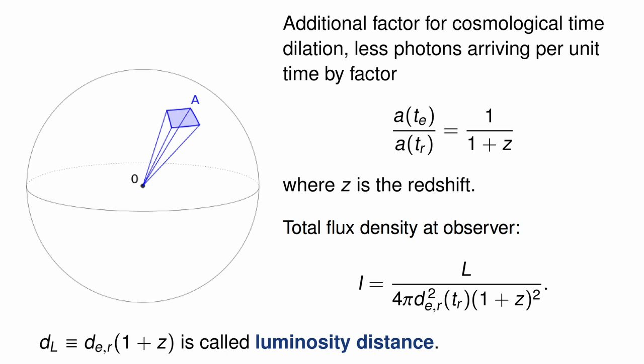So what is sometimes done is that I define a new concept of distance called the luminosity distance. And the luminosity distance is simply the ordinary distance evaluated at the reception time here times 1 plus z. And as you can see, if I substitute that into my inverse square law formula with this luminosity distance, the formula looks exactly as it would look in classical physics.